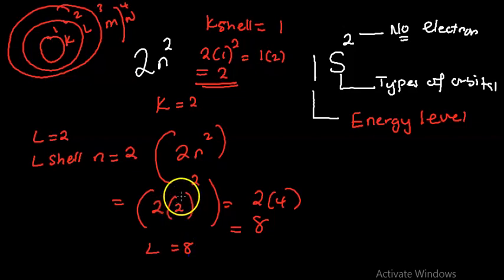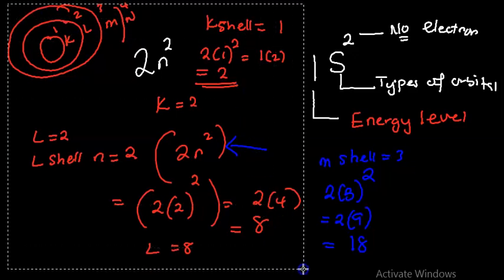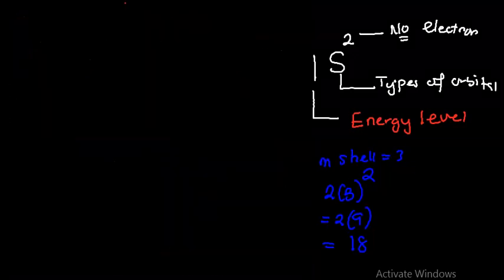Let's try the next one. What about M? M, which is the third one, we can say the M shell is n equals 3. Inserting this into the formula gives 2 into bracket of 3 to the power of 2, which is 2 times 9, and 9 multiplied by 2 is 18. And this is how it continues. Let's get rid of this and create some space to see how we can calculate some problems.